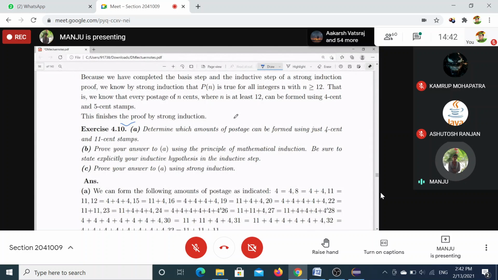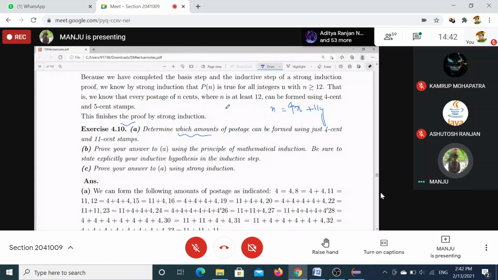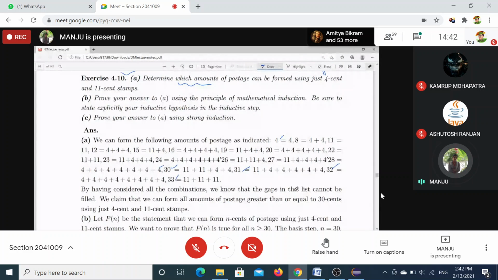determine whether amounts of postage can be formed by using which amounts, that we need to check. So 4 cent stamp and 11 cent stamp. So 4x plus 11y. This is n. N can be formed by using 4 and 11. Okay. So this n is greater than or equal to which number, we need to find. Starting from 4 and up to 28 you don't get any 4 consecutive numbers. Okay. Starting from 30, 31, 32, 33, we got 4 consecutive numbers.